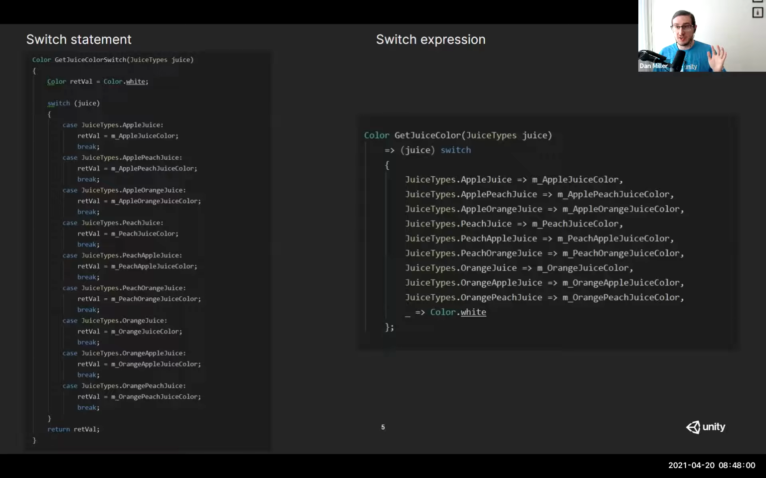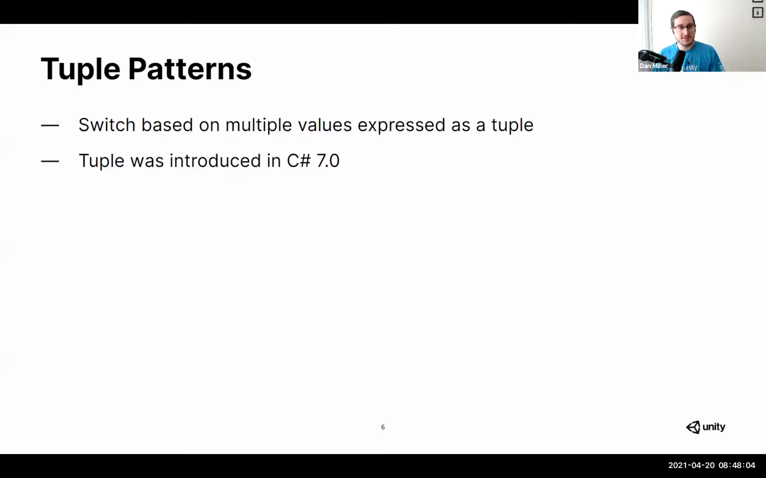So that is switch expressions, again, available in C# 8 and available in the LTS. Next is tuple patterns. If you're not familiar, tuples were introduced in C# 7. This is just a way to associate multiple values or data with a single object, a tuple here.